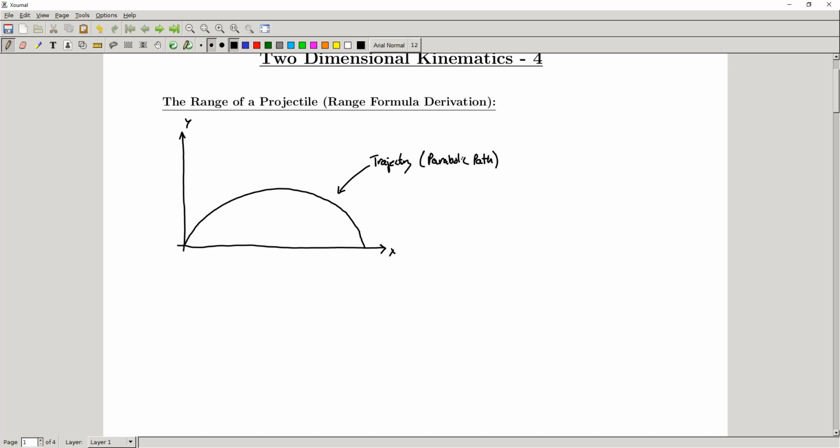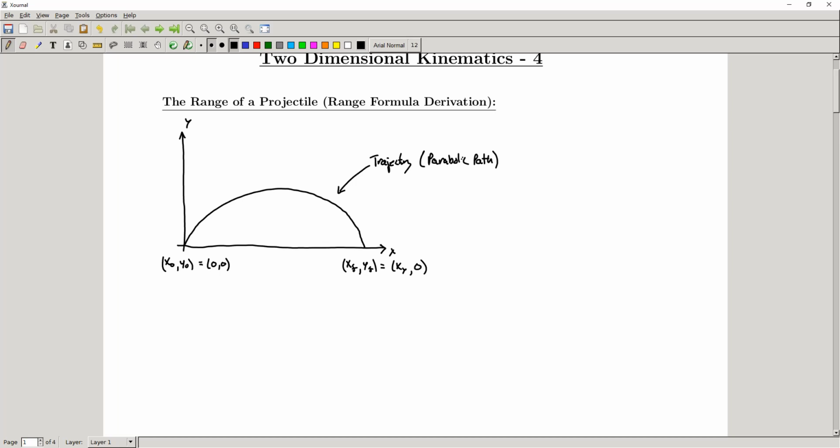Okay, so I'm going to set up some coordinates here. This is going to be our initial x coordinate and y coordinate, and these are simply going to be 0 each, right? And then over here at some x final and y final, we're going to have our x coordinate equal to whatever it happens to be. And our y coordinate is going to be 0, right? Because we're ending up back at y equals 0 here.